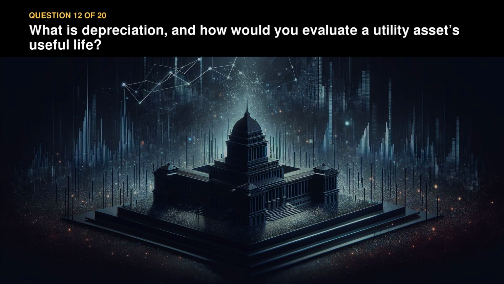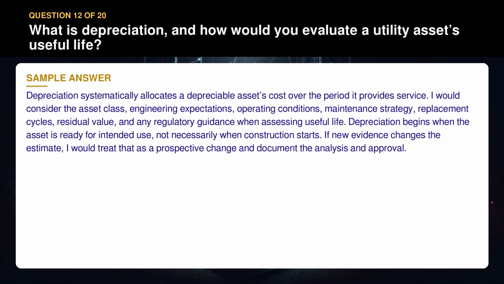Question 12. What is depreciation, and how would you evaluate a utility asset's useful life? Depreciation systematically allocates a depreciable asset's cost over the period it provides service. I would consider the asset class, engineering expectations, operating conditions, maintenance strategy, replacement cycles, residual value, and any regulatory guidance when assessing useful life. Depreciation begins when the asset is ready for intended use, not necessarily when construction starts.